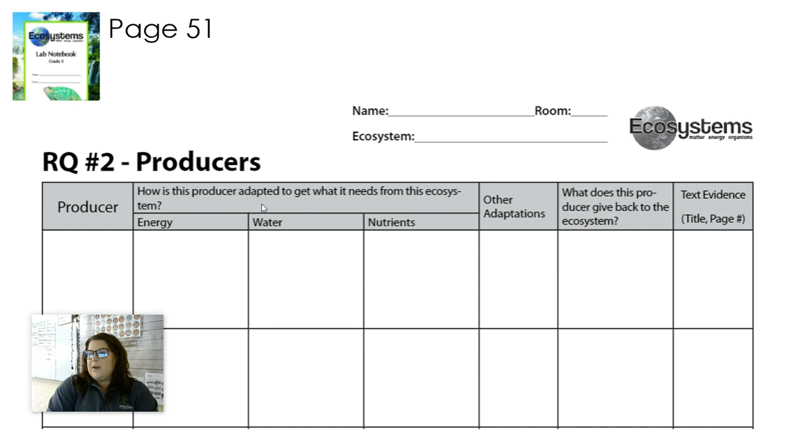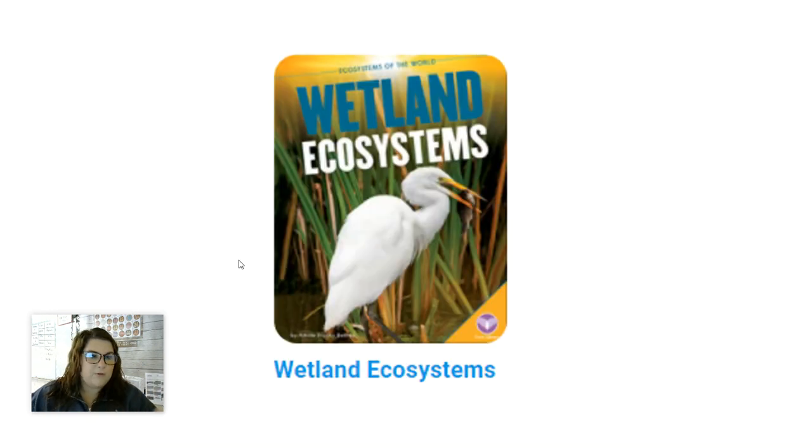How is the producer adapted to get what it needs from this ecosystem in terms of energy, water, nutrients, which we just went over? And then are there any other adaptations, things that don't have to do with energy, water, or nutrients? What does this producer give back to the ecosystem? And where did you get your evidence? So our goal is going to be researching 2, maybe 3 producers through the time this week.